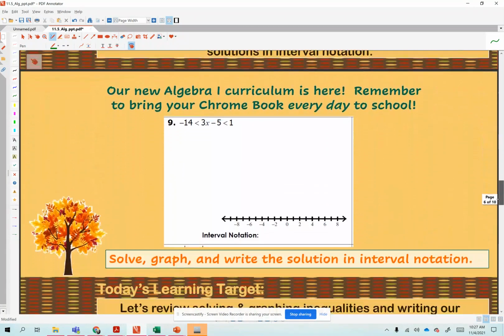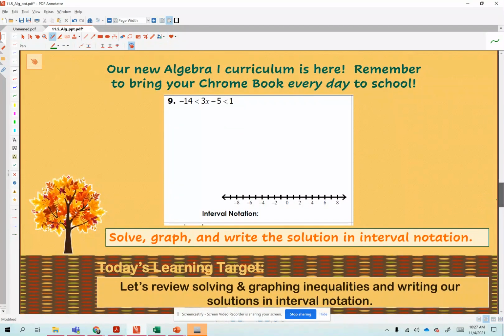Okay, number 9. And please, please, please try these on your own before you watch me do them. So we have an "and" type inequality here for number 9. So the first thing we want to do is isolate x.